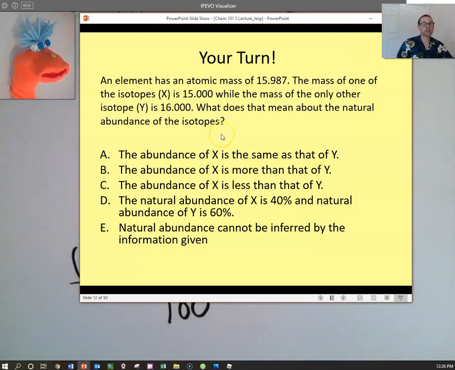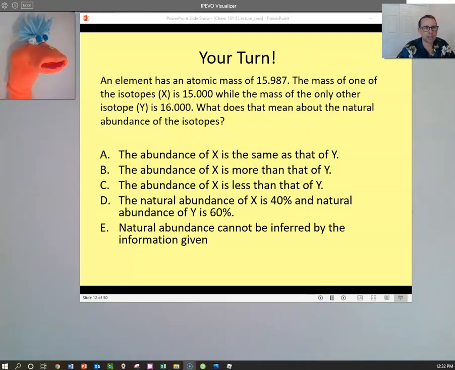Here is another type of problem that you kind of have to be understanding. An element has an atomic mass of 15.987. The mass of one of the isotopes, X, is 15, and the mass of the only other isotope is 16. So what does that mean about the natural abundance of the isotope? What does natural abundance mean?